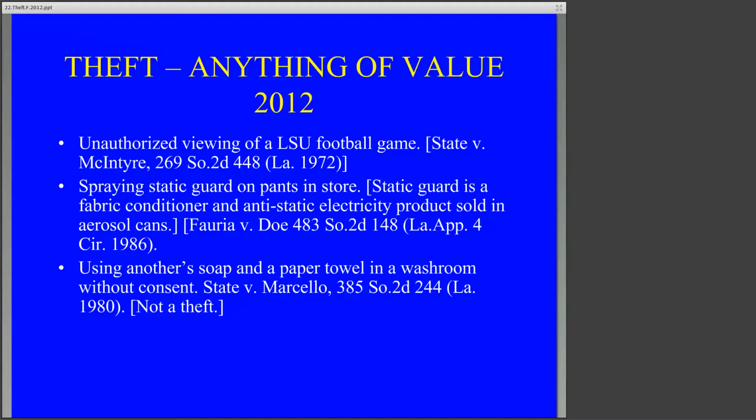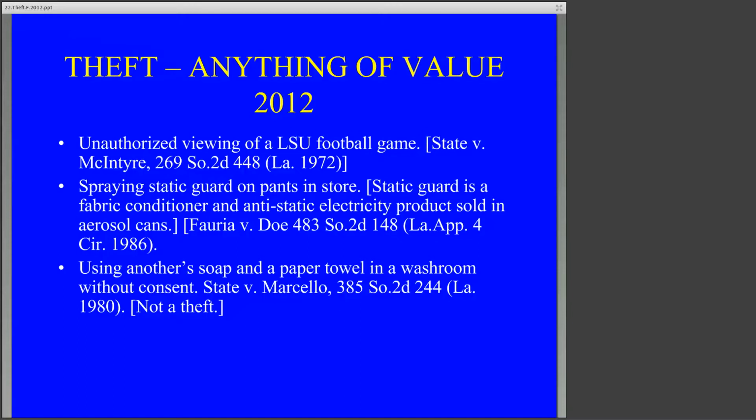What about this case we had in State v. Marcello, a homeless man who went to a public service utility. He climbed to the second story, saw the window open, and went in to take a shower or to clean up before he went to an interview. So he used soap and a paper towel without consent. And he was charged with burglary or attempted burglary. The underlying crime to make it a burglary was the intent to enter to commit a theft. But the court said that that is not a theft.